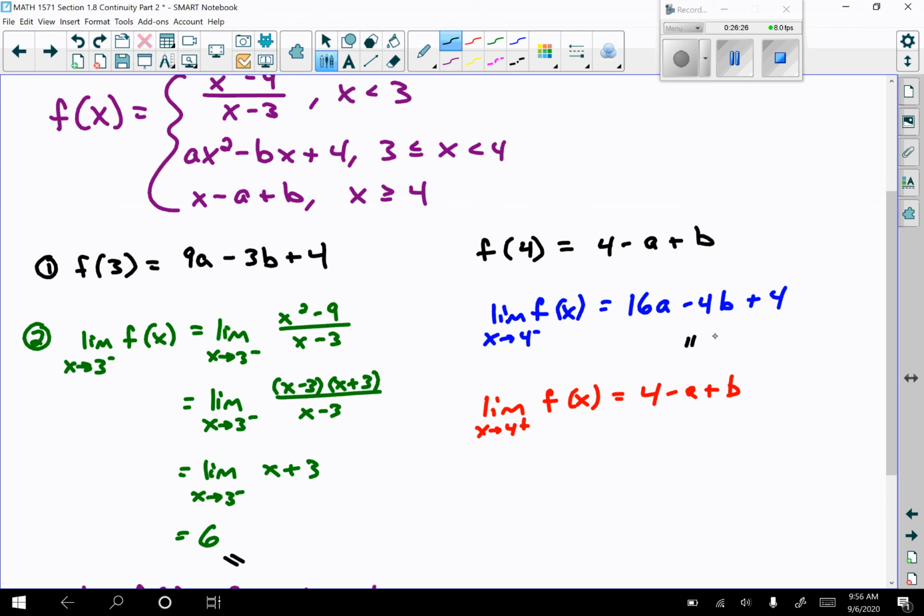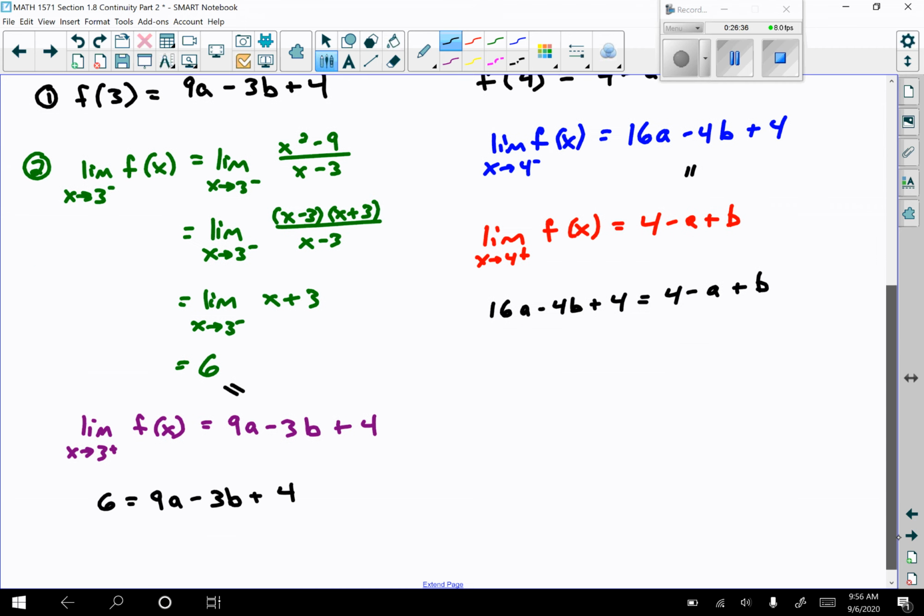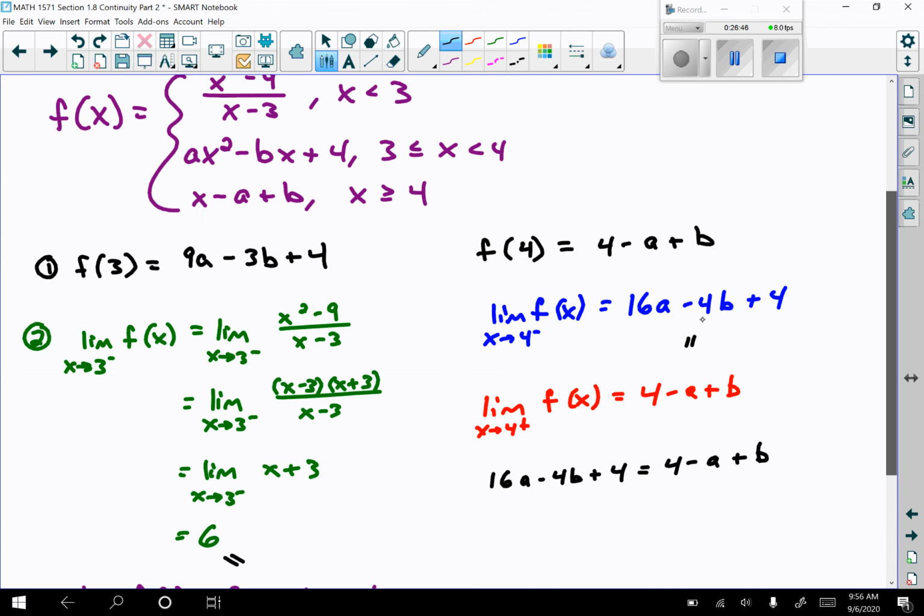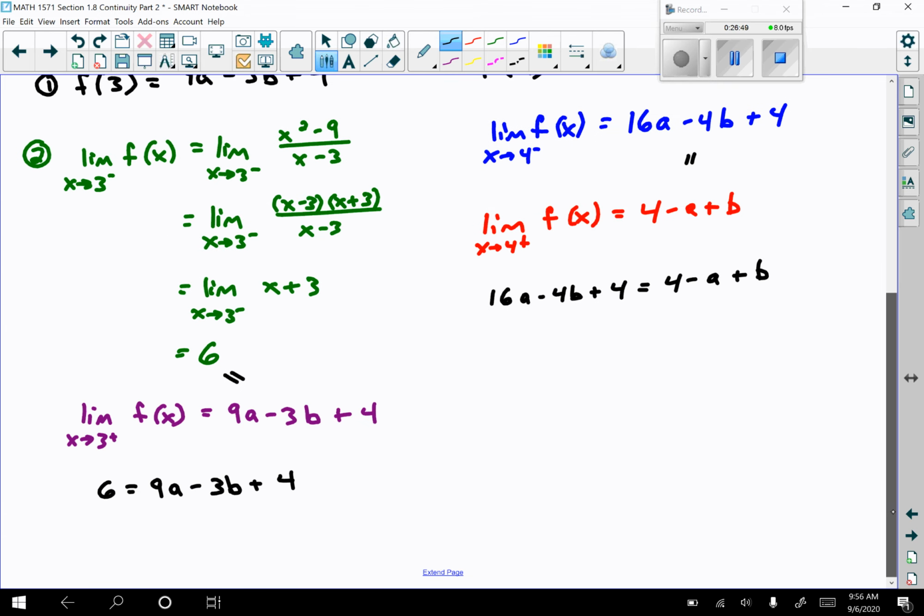So now I'm going to set these two equal to each other. Now I need to find a and b. What we did here was plug in all the x values. This is going to set up two equations, and we have to go back to algebra to remember how to solve a system of equations. Here I just want to get a and b on the same side and all my constants on the other. So I'm going to go ahead and add a. This will give me 17a, subtract b, so minus 5b, and then this is going to give me a 0 when I subtract 4 from both sides.